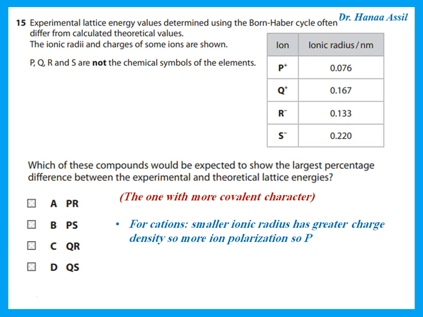Well, let's take a look. If we're looking at the cations, the positive ions, which one do we want? We want the one that has a smaller radius, because that will have greater charge density. So P or Q, it is P. Now, if we're looking at the anions, the one with a larger ionic radius is more easily polarized. So the one with larger radius is S, and that means the one with more covalent character is the compound between P and S.